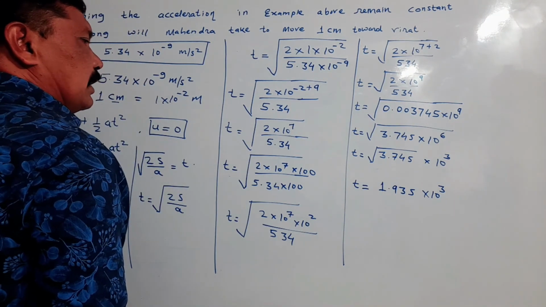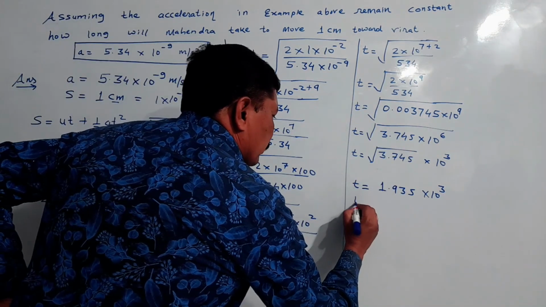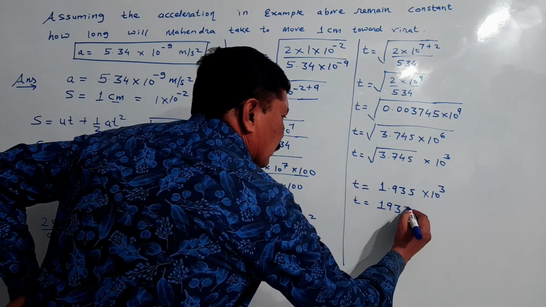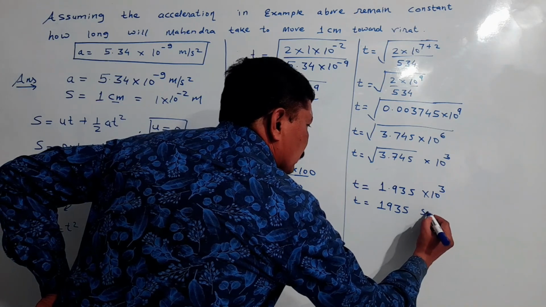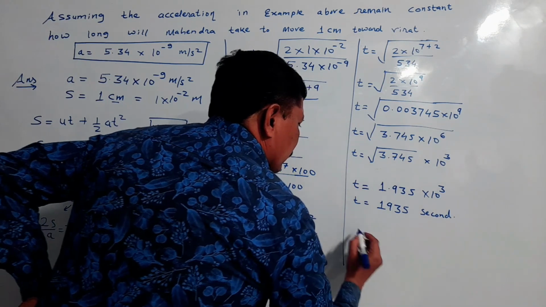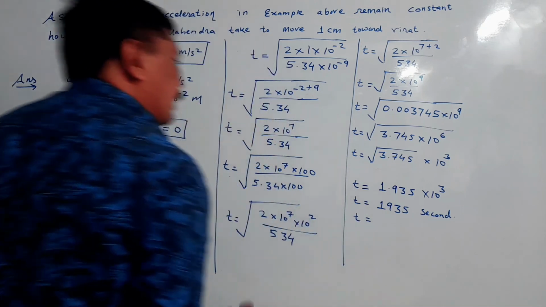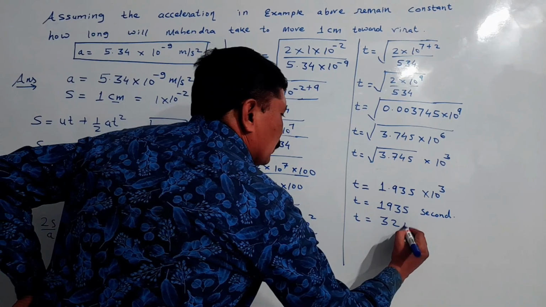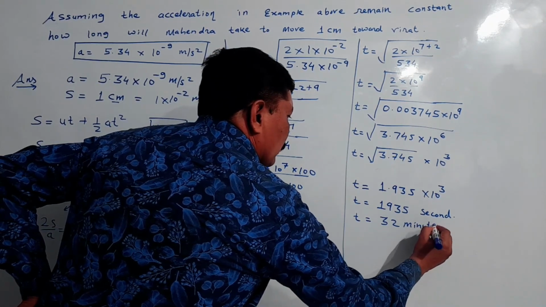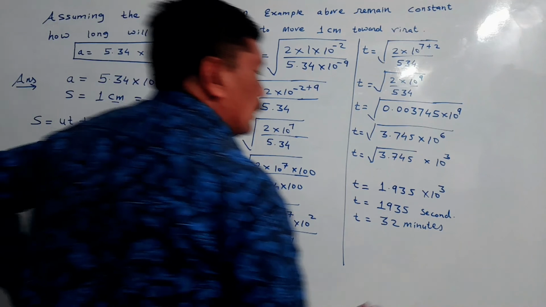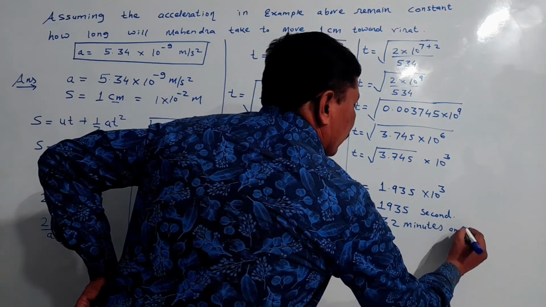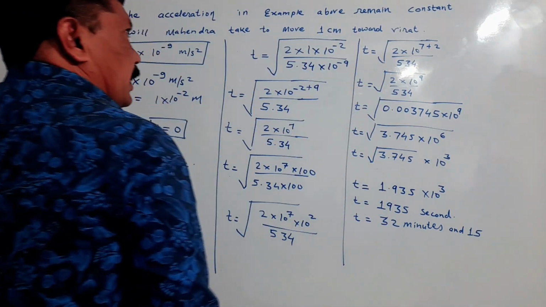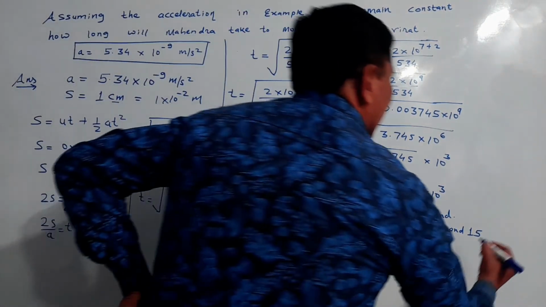So my dear student, we can shift the digit. So we can write t is equal to 1935 second. T can also be written as 32 minutes and 15 seconds.